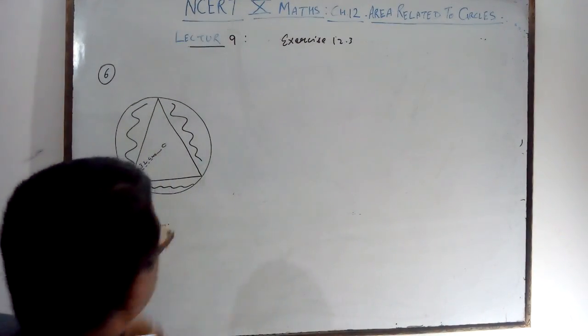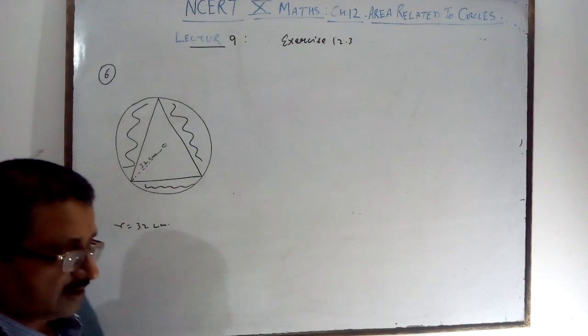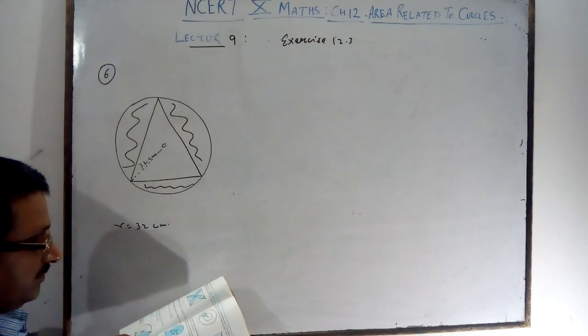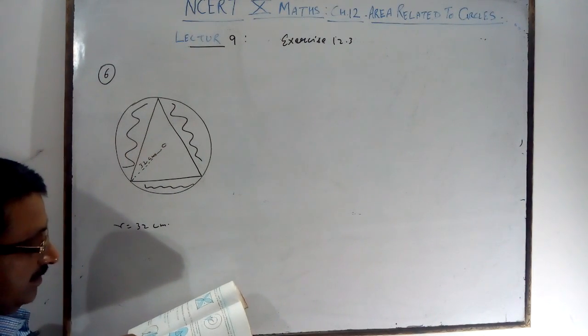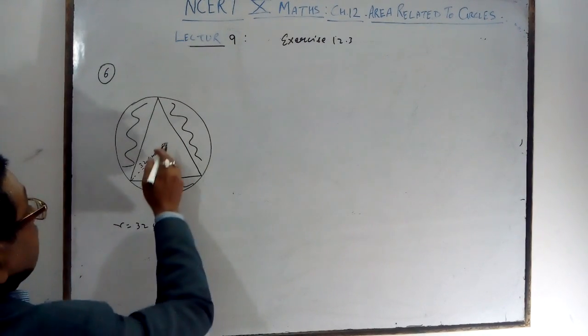Exercise 12.3, question number 6. There is a circular table cover of radius 3 cm, and a design is made in the middle. You want to find out the area of the design.